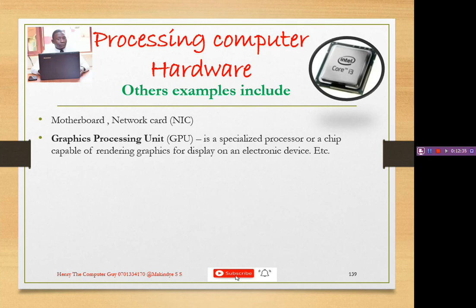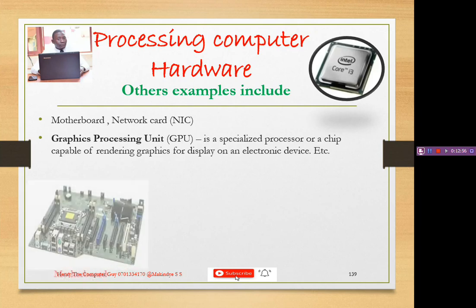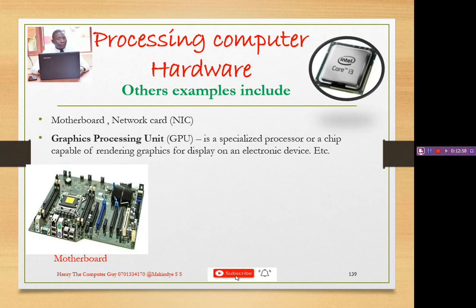Then we have the graphics processing unit, and this is specifically a specialized processor or chip capable of rendering graphics for display on an electronic device. So those are the graphics that you always see on your monitor. They are supposed to be processed by what we call the graphics processing unit, such that you see them on your monitors. And this is how a motherboard looks like.